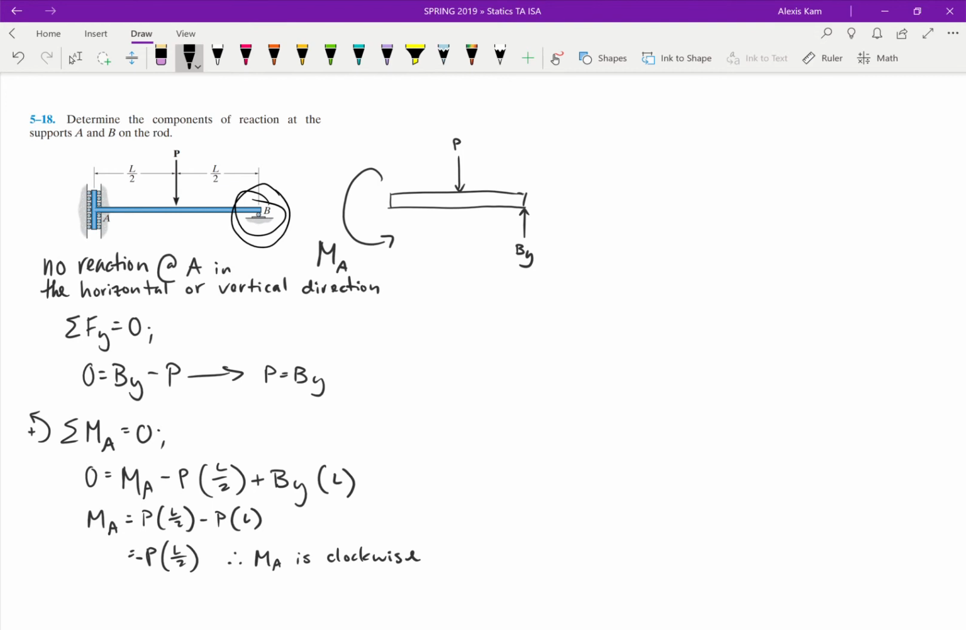The problem is pretty much over at this point, but I just wanted to point out that we assumed that the moment was in the positive direction when we drew it and added it into the equation, but it's actually going in the clockwise direction since our answer is equal to negative P times L over 2.